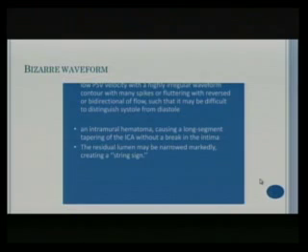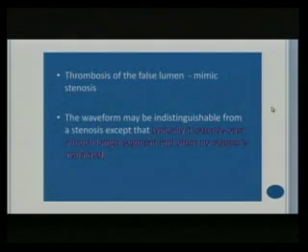The residual lumen may be narrowed markedly, creating a string sign or a pseudo-string sign, which is luminal stenosis, but due to the intramural hematoma. Thrombosis of the false lumen can also mimic a stenosis. The waveform may be indistinguishable from a stenosis, except that it typically extends over a much longer segment and there is no plaque visualized.